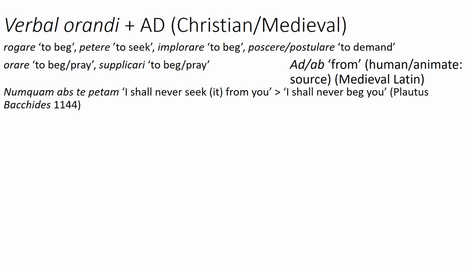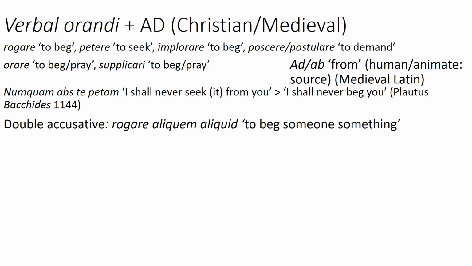From as early as Plautus, we get examples like this: numquam abs te petam. This literally means I shall never seek it from you, abs te. But given that the direct object is missing, we may be able to think of it like this: I shall never beg you. There's only one overt argument here, marked by ab, and we may be able to anticipate Romance here by analyzing this as a direct dependent on petam. Abs te petam, I beg you.